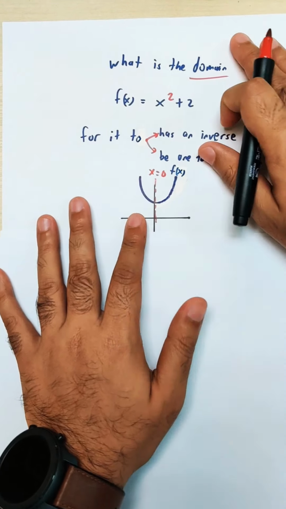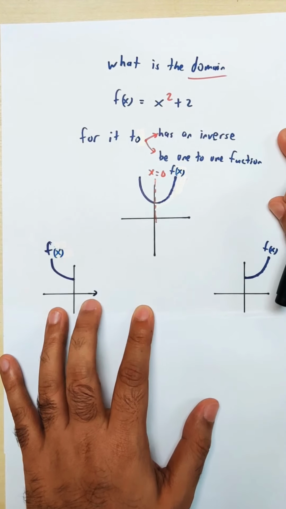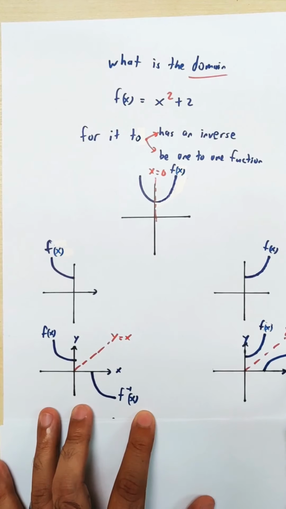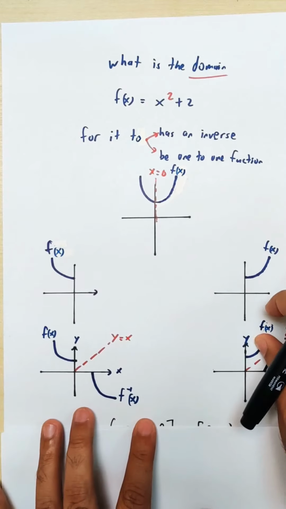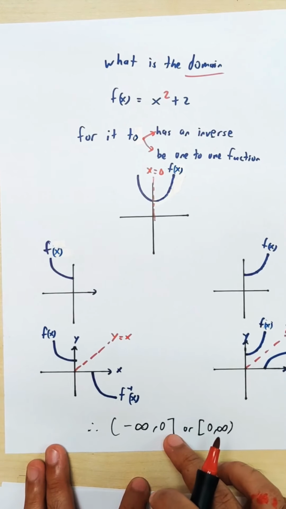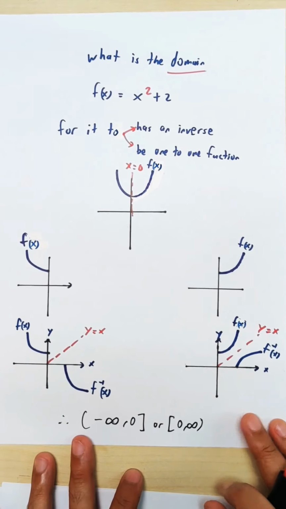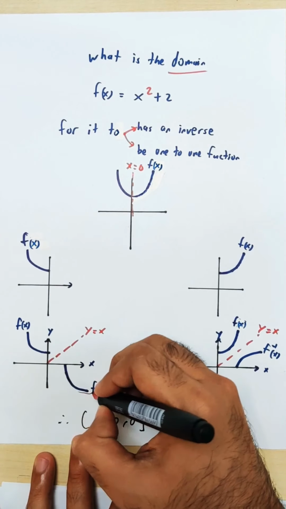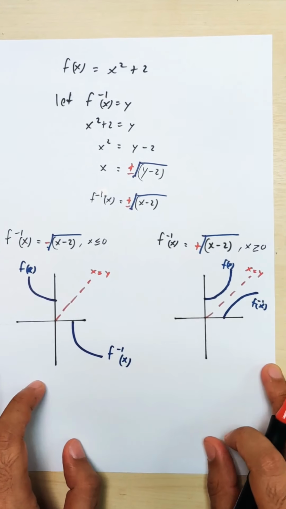So now we split them up into two parts, over here and over here. And then we can draw the inverse graph, over here and over here. Okay? So the domain for it to have an inverse, or for it to be a one-to-one function, is the same: negative infinity until 0, or 0 until infinity. Okay, I know some of you might ask, Sir, how can we have a square root graph here? This looks very dodgy. Alright, never mind, I'll show you the calculation. Here are the formal working steps, if you want to have a look.